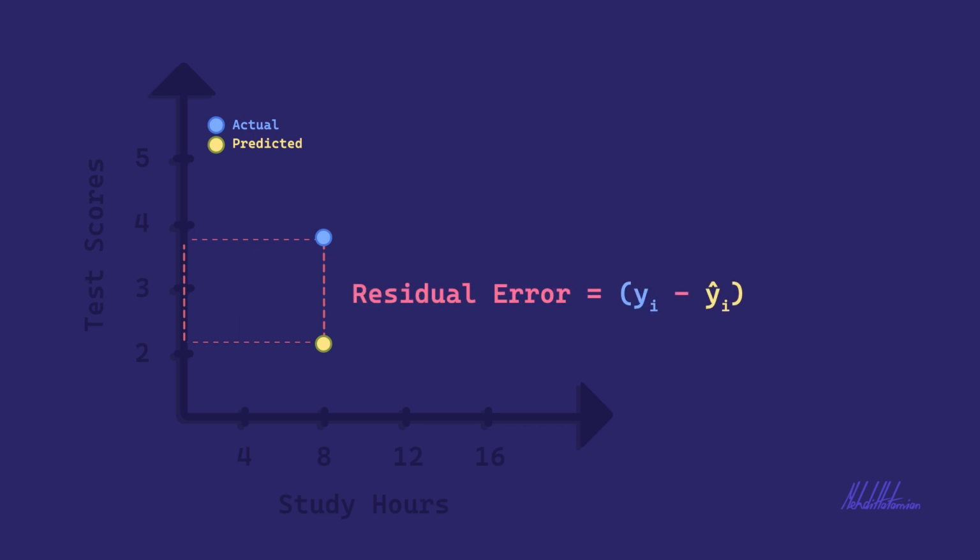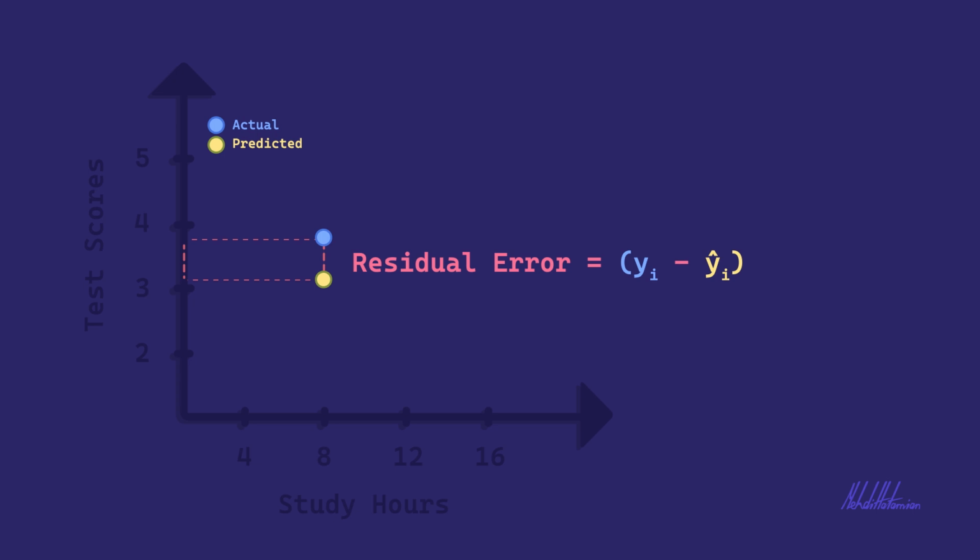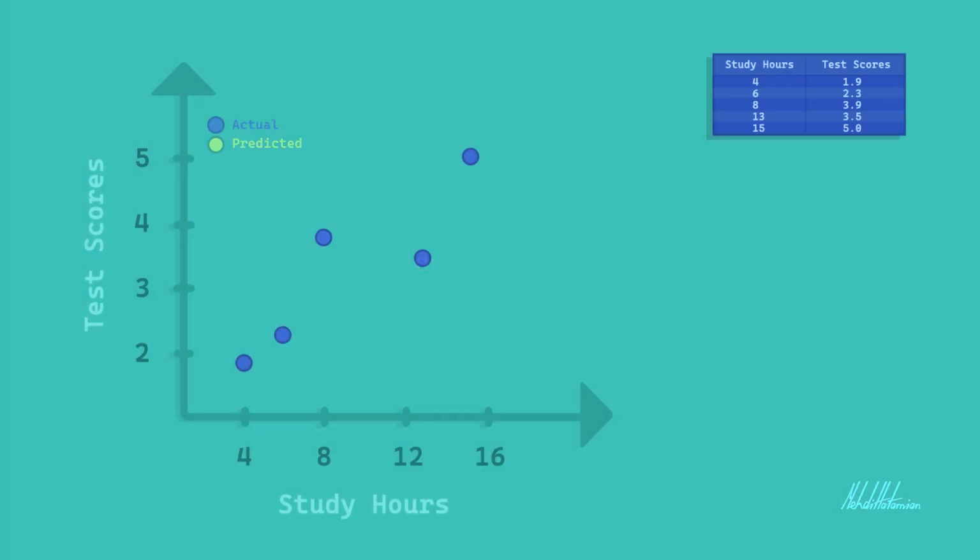Initially, you can see that the predicted value is far from the actual value. This means the residual error is high. But the better prediction is one where the yellow dot gets closer to the blue dot. In simpler terms, a good prediction minimizes the residual error. Now, let's switch back to our main example, where we'll introduce a critical part of linear regression.